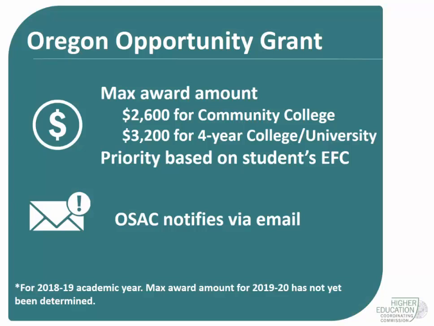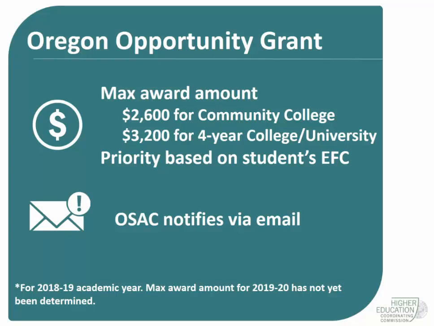The maximum award amount for the Oregon Opportunity Grant is $2,600 for community college students and $3,200 for students attending a four-year college or university. The Oregon Opportunity Grant is prioritized based on a student's EFC. Again, there's that expected family contribution number that is determined by a student's FAFSA or ORSA.